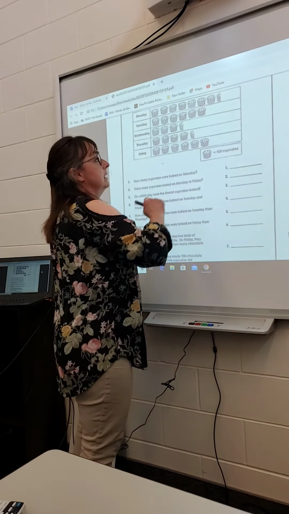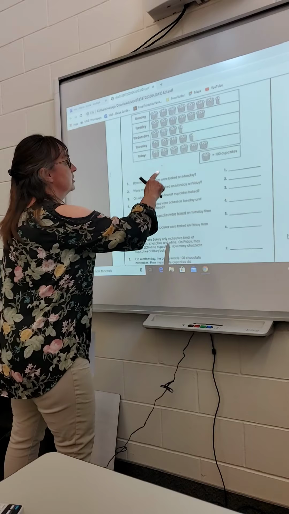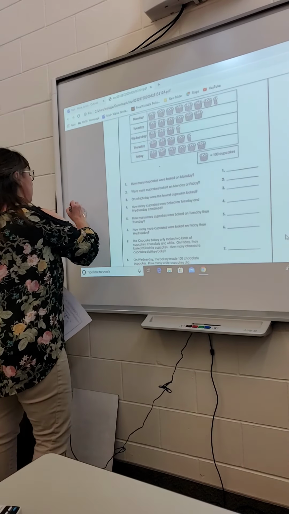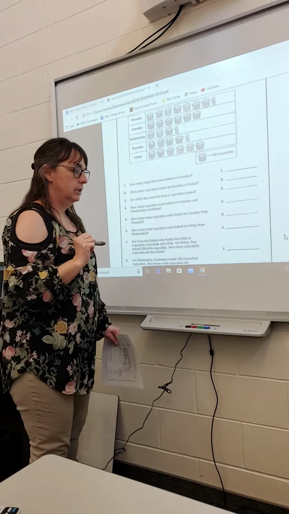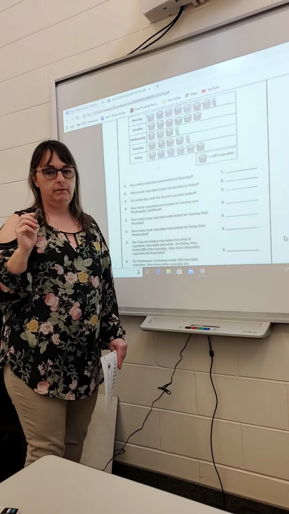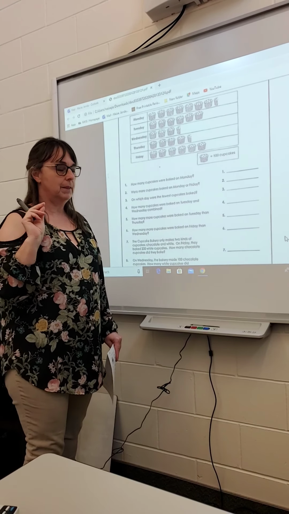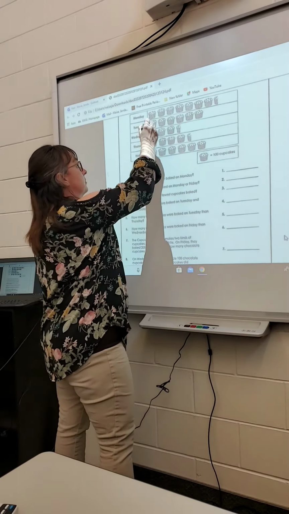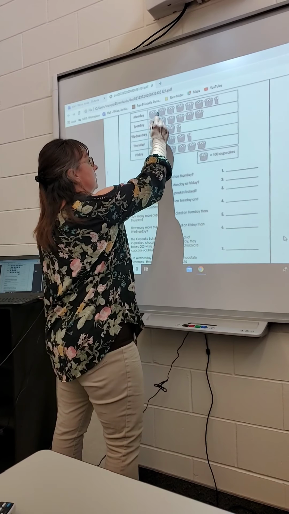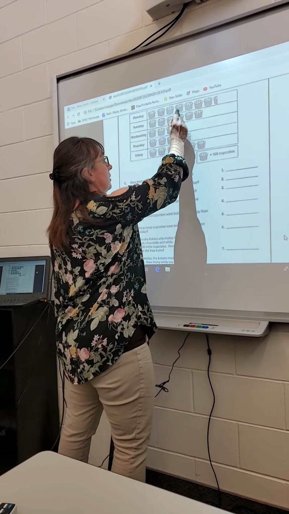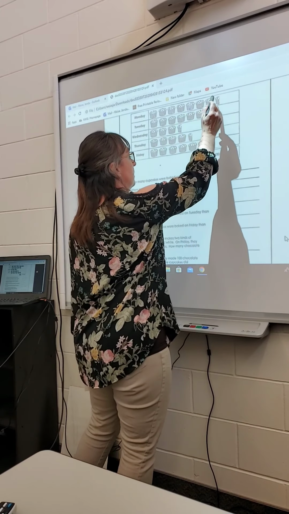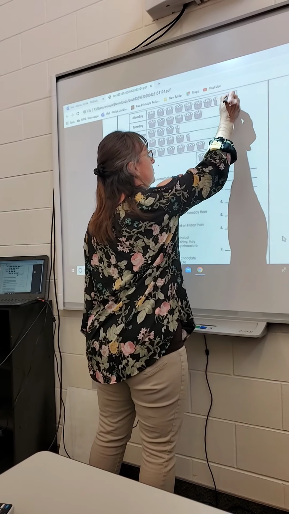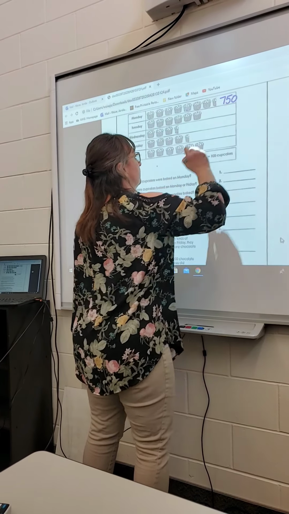Now, each cupcake equals 100. And just because I see some halves, what is half of 100? Well, we know that half of 100 is 50. So keep that in mind. Let's count by hundreds. We have 100, 200, 300, 400, 500, 600, 700, and we have a half, so it'd be 750.